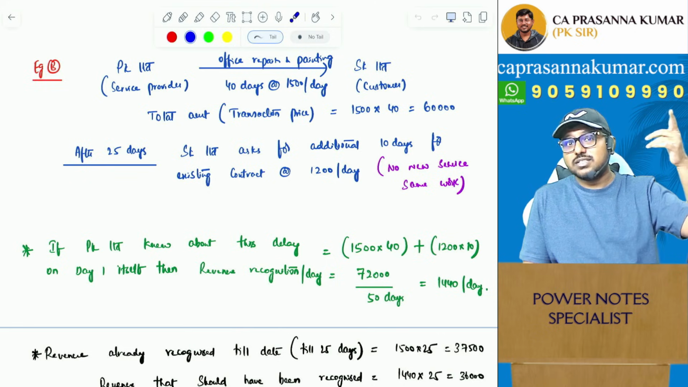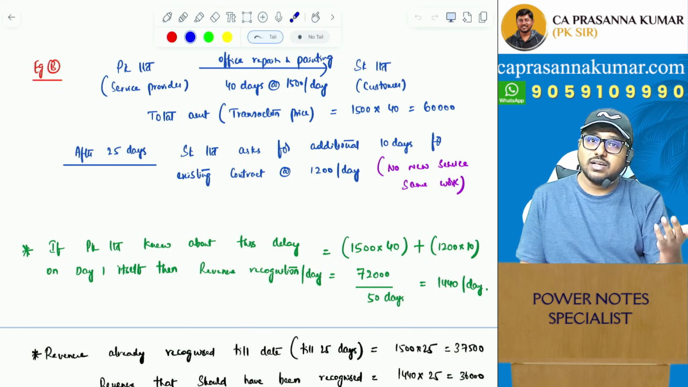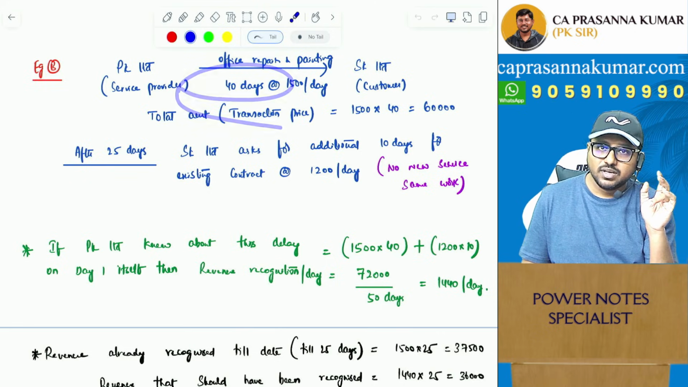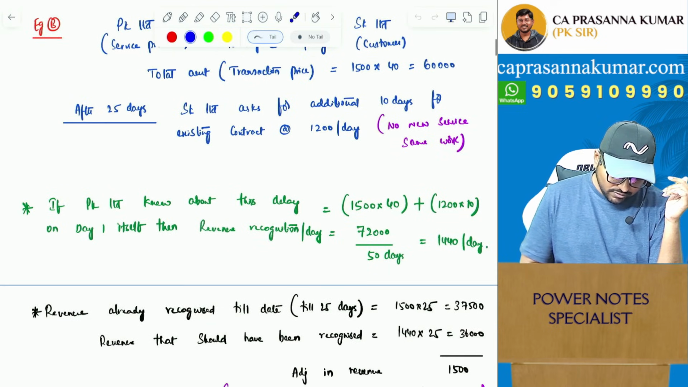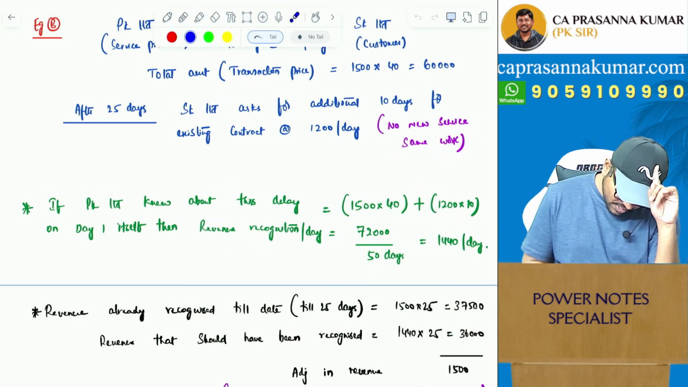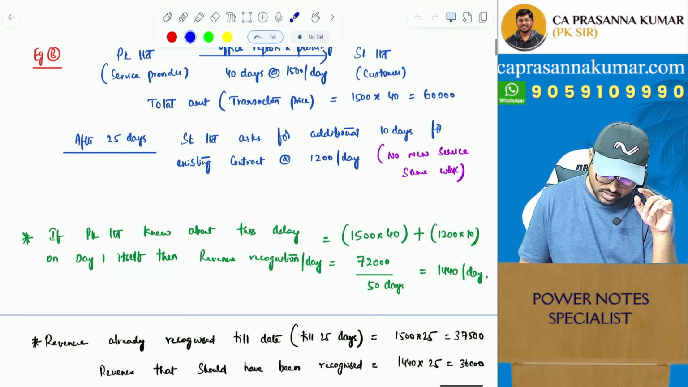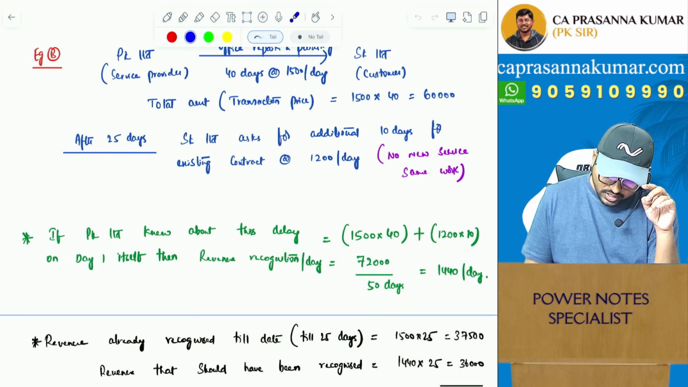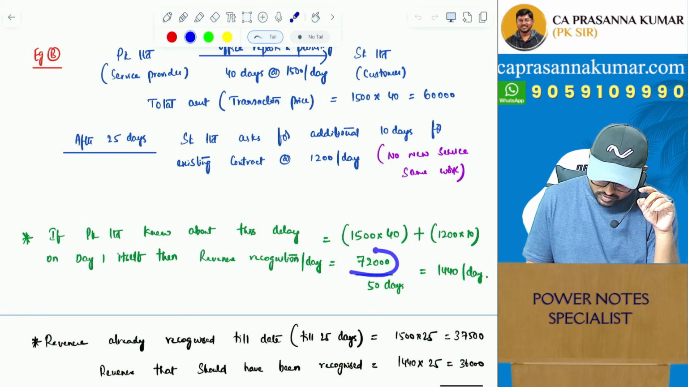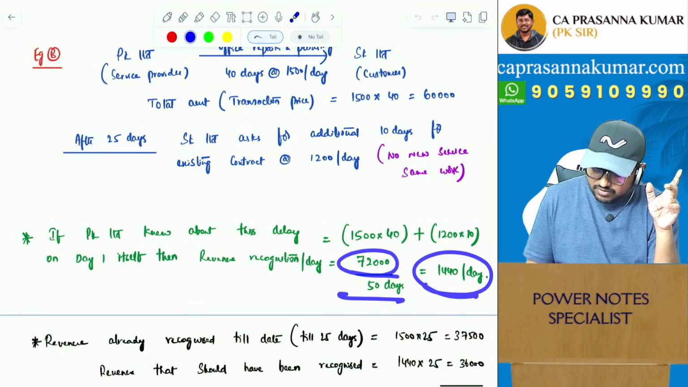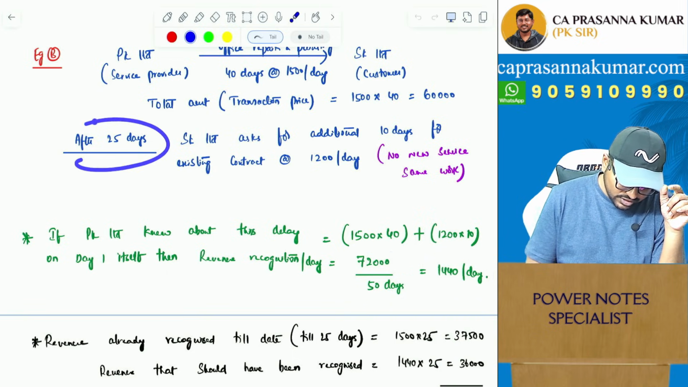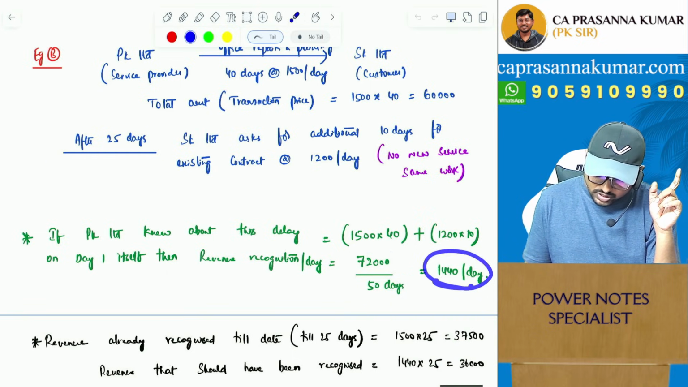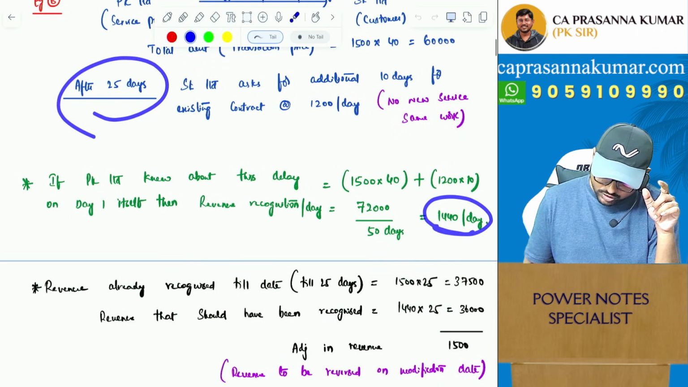Now, just imagine that at the beginning itself, if they knew that it will be 50 days instead of 40, then what would have been the revenue recognition? Imagination. So if PK Limited knew about this delay on day one itself, then the revenue recognition will be what? Very simple. So it will be 1500 for 40 days and 1200 for 10 days. Total revenue will be 72,000 for 50 days. On an average, you would have recognized 1440 per day from day one, which means for the first 25 days, you would have recognized 1440 into 25, which means 36,000.